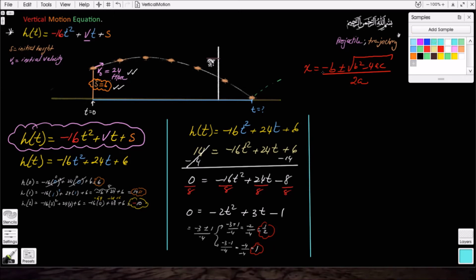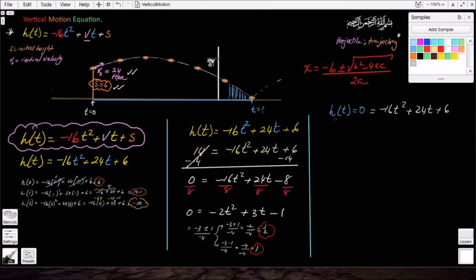What we wanted to know was, how long will it take for the basketball to reach the ground? Well, the thing to appreciate is, when the basketball reaches the ground, the height of the basketball is getting smaller and smaller until it is 0. So when the ball hits the ground, h of t is 0. We have to set the vertical motion equation to 0: negative 16t squared plus 24t plus 6 equals 0, and then solve this equation for t.